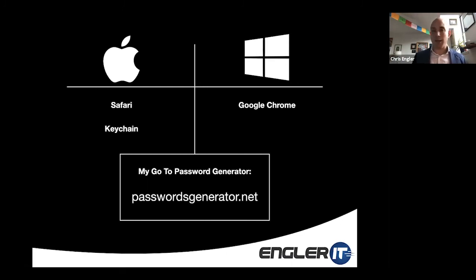passwordsgenerator.net. It's a website. You just plug that into your browser, go to passwordsgenerator.net, you hit generate password, and it will generate the password for you. You copy, you paste it into your form, your account, wherever you need to put it, you hit go, and then your keychain remembers it, or you tell Google to remember it, and then it's in the system, and you walk away from it.